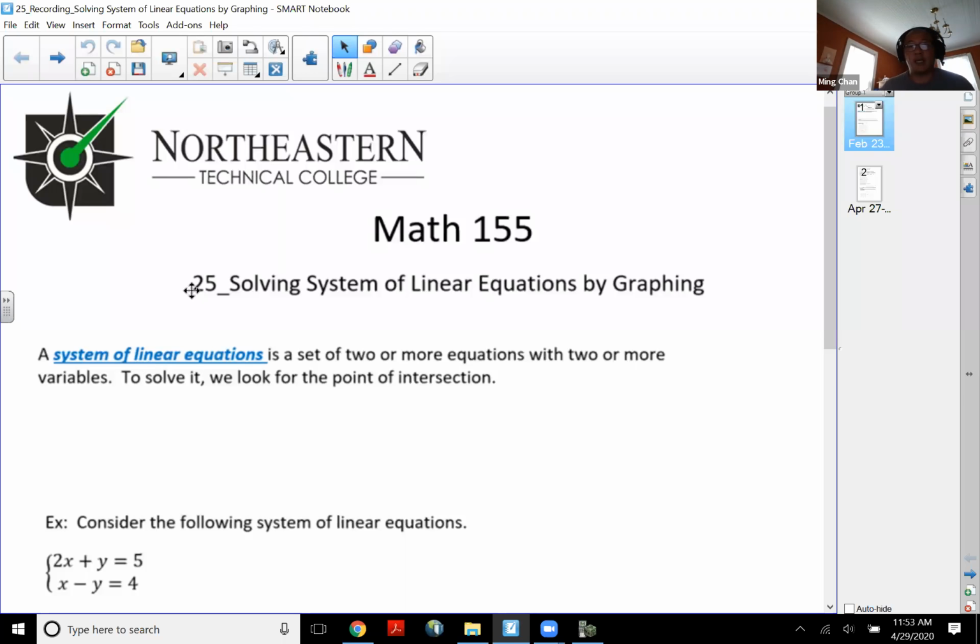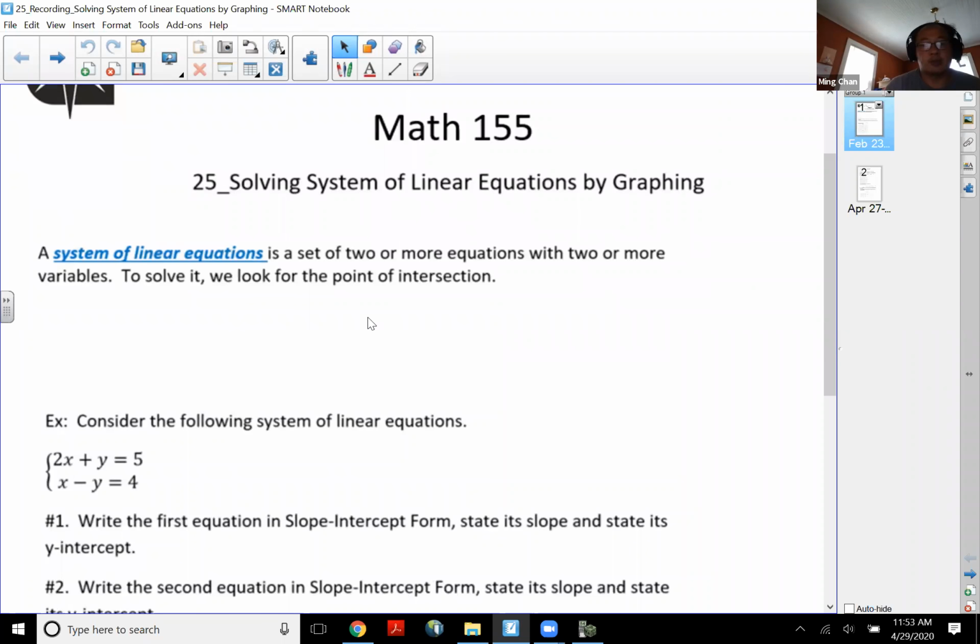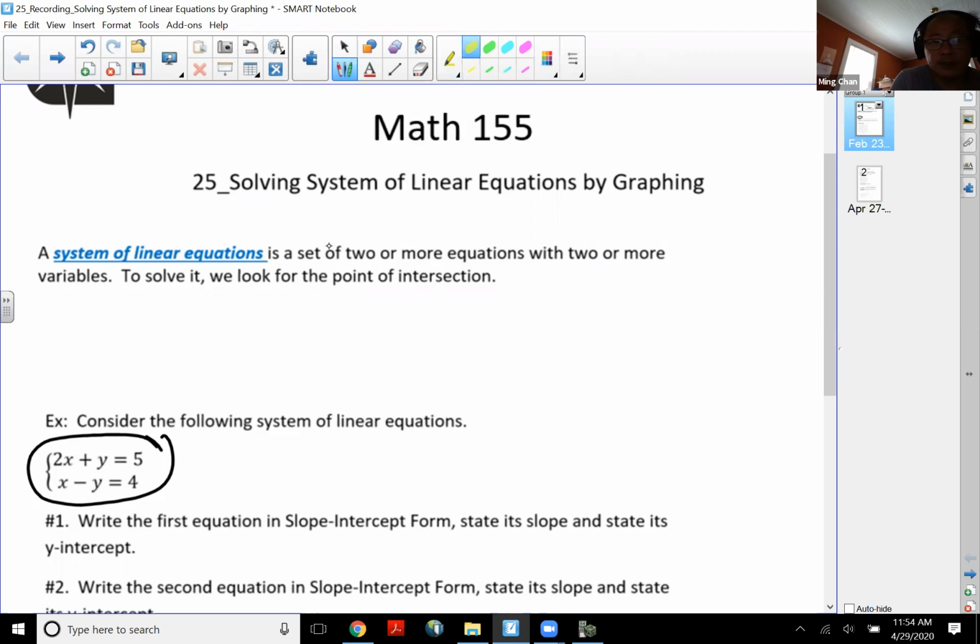So in my example right here, two linear equations together are called a system. This system consists of two equations, which means two straight lines. So in order to solve for both the x and y values, we will be looking for the point of intersection, where the two lines intersect.